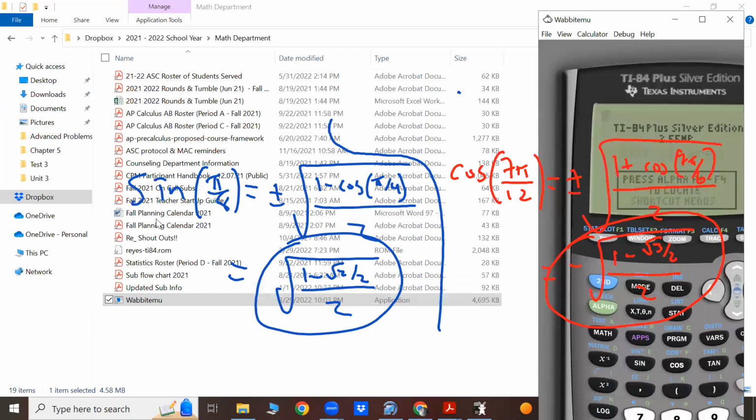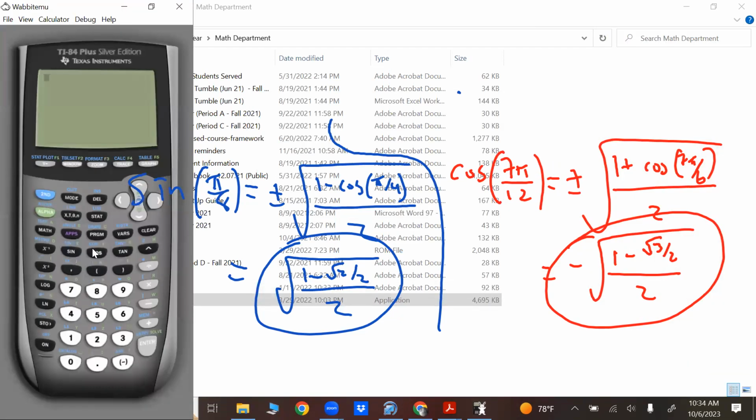Okay, computer's a little slow. Cosine. Goodness. Cosine of 7 pi over 12. Make sure I'm in radian mode. I am.